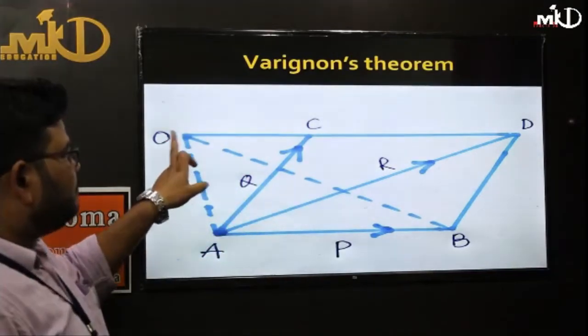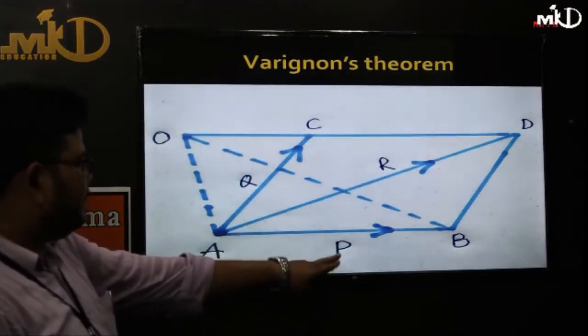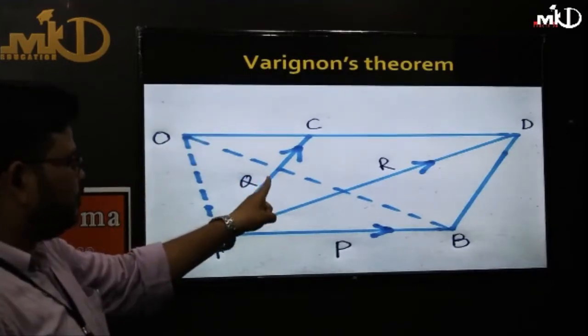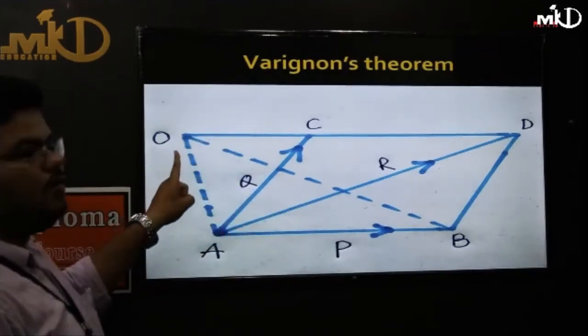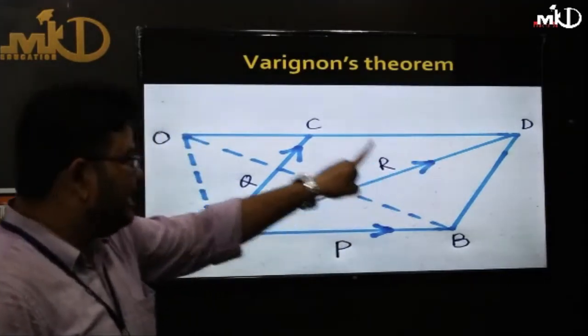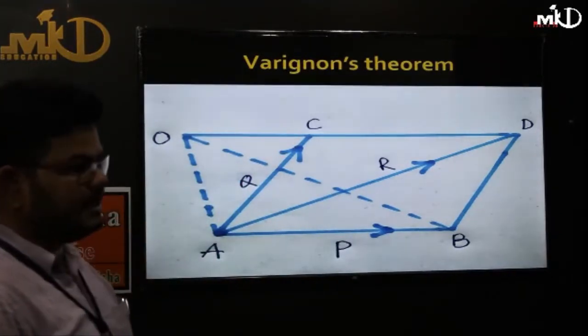Here we have taken force P and force Q, whose moment is required to be found about point O. Varignon's theorem tells that the moment of force P about point O plus the moment of force Q about point O will be equal to the moment of the resultant, R, about the same point O. This is what Varignon's theorem states.